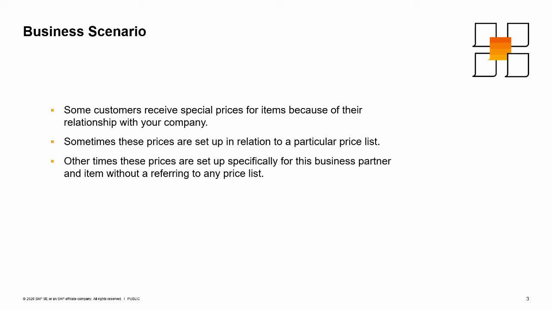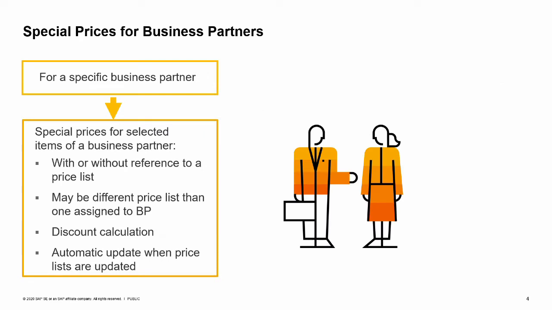Imagine that some customers receive special prices because of their relationship with your company. Sometimes these prices are set up in relation to a particular price list, such as the price list assigned to that business partner. Other times, the prices are set up specifically for this business partner without referring to any price list. This is done using special prices for business partners. Special prices for business partners enable you to give a discount or surcharge on items for a specific business partner. The special prices are very flexible.